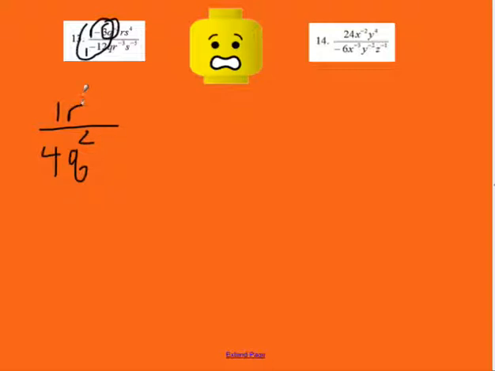Then we have r to the first, that's positive on top, so I'm going to keep it on top. S to the fourth, positive on top, so I'm going to keep it on top. Then I'm going to look to the bottom. Q to the first, positive on the bottom, keep it on the bottom. R to the negative 1, negative on the bottom, flip it to the top. S to the negative 5, negative on the bottom, flip it to the top. So now all of them are positive.